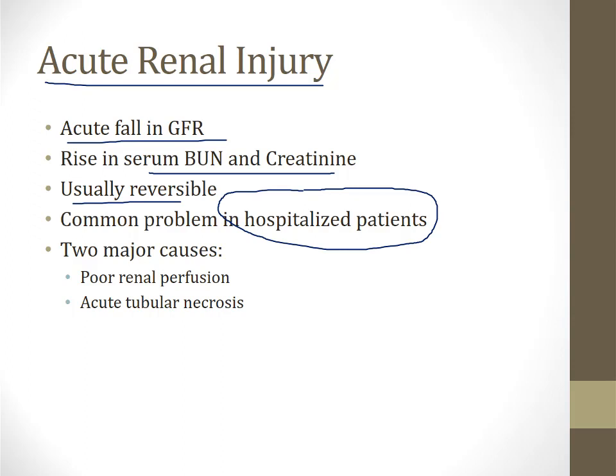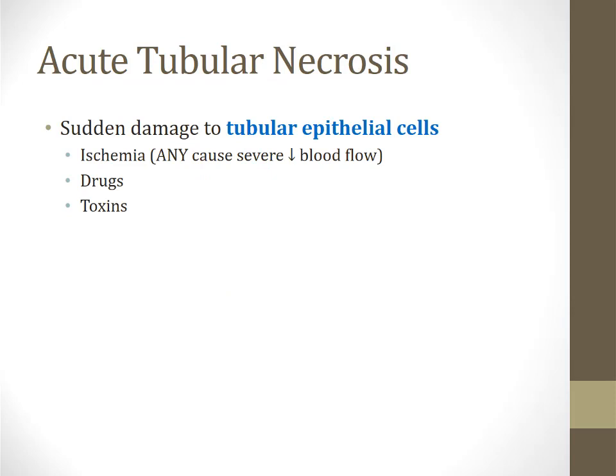And there are basically two causes. The first cause is poor renal perfusion. The kidneys are healthy, but there's a fall in GFR because not enough blood flow is reaching the kidneys. And then the second cause is acute tubular necrosis, and that's what we'll talk about now. Acute tubular necrosis refers to sudden damage to tubular epithelial cells. There are a number of reasons this can happen.